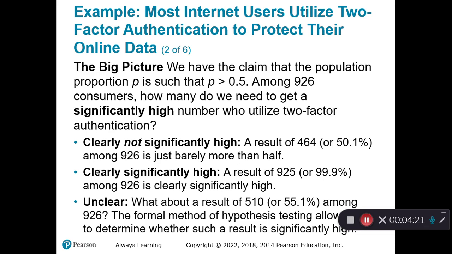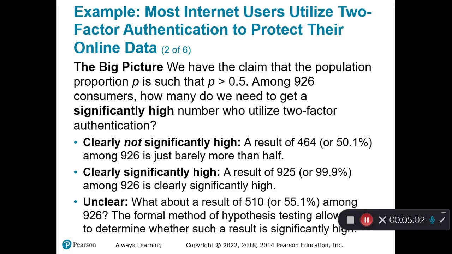So we really need to have a sample result that is so strong and so far from where our claimed value is that we would consider it to be significant. And in this case, we want a significantly high result for our sample. For example, what if out of the 926 consumers in our sample, all but one use two-factor authentication? So that's 99.9% of the sample. Well, I think that would make us feel much more confident that the claim that most people have two-factor authentication may be true.